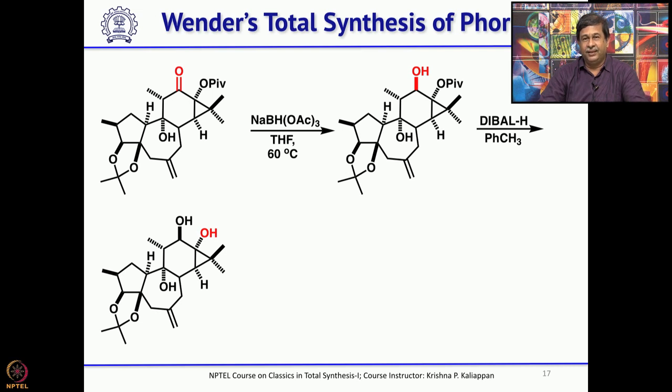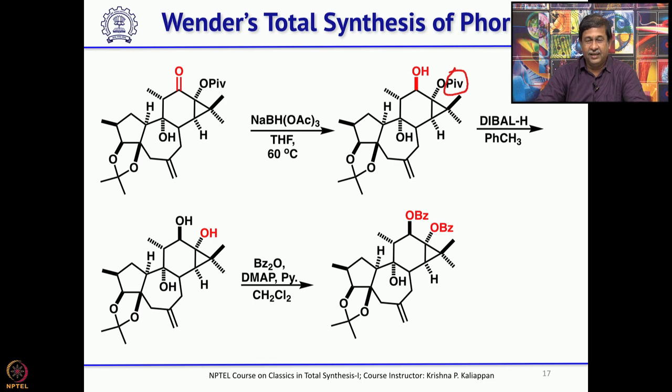Okay, reduce with DIBAL, again the pyrrolyl group was reductively cleaved to get the corresponding diol. Okay. Now both alcohols, the secondary and tertiary, were protected as benzoate. Okay, were protected as benzoate, and this hydroxyl group, okay, which is sterically a little bit crowded, was not protected.